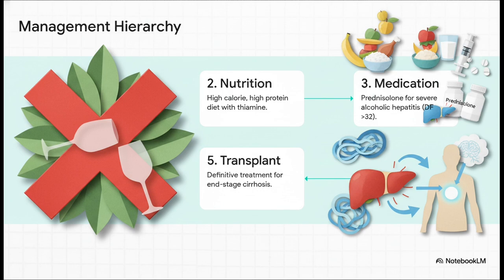Step 2, nutrition. These patients are almost always malnourished, so you have to be aggressive with high-calorie, high-protein diets. Step 3 is medication, but only in specific cases. Remember that Maddrey's score over 32? That's when we bring in steroids, like prednisolone, to cool down the inflammation. After that, we're really just managing the nasty complications of cirrhosis, ascites, varices, you name it. And for those with end-stage disease, the only definitive cure is a liver transplant.